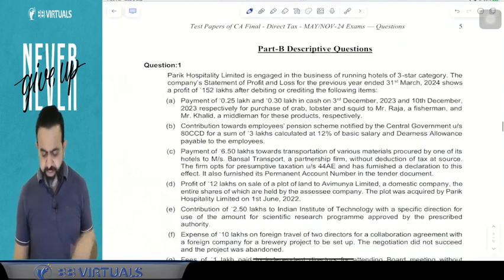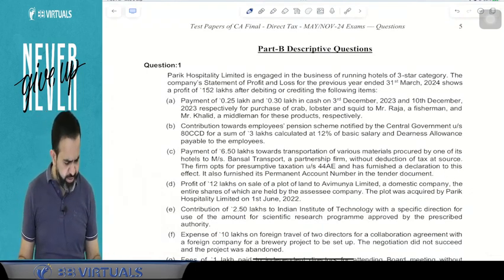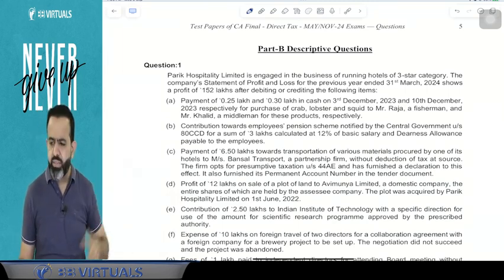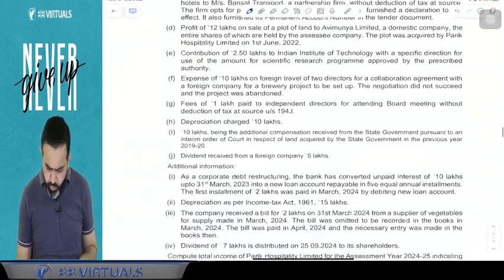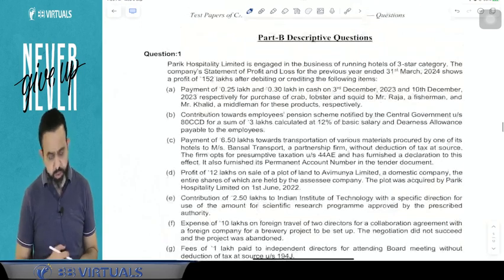Guys, after that, there is a descriptive question. The descriptive question is an easy question. There is not much adjustment, because almost all the adjustments you have done in your PGBP. There are similar adjustments for the descriptive question. Then also, if you want to discuss, then I can discuss the descriptive question also.